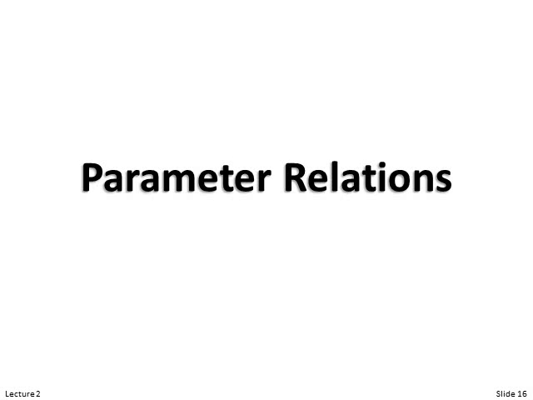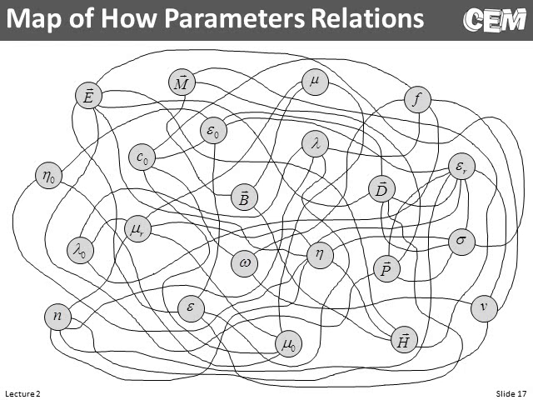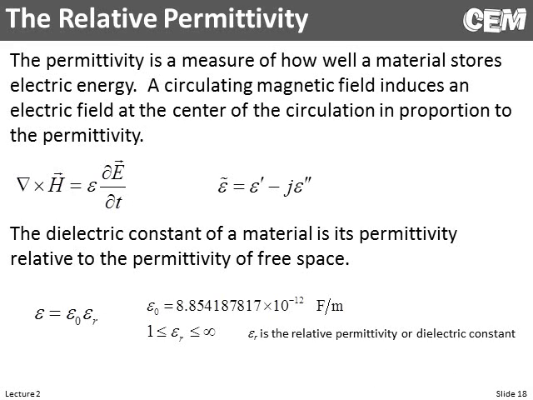Okay. Parameter relations. There's a lot of different parameters. We can talk about wave vectors, attenuation coefficient, loss tangent, dielectric constant. It gets very confusing. So I gave you guys a map to sort it all out. If you get confused, just refer to this. Clear it right up.